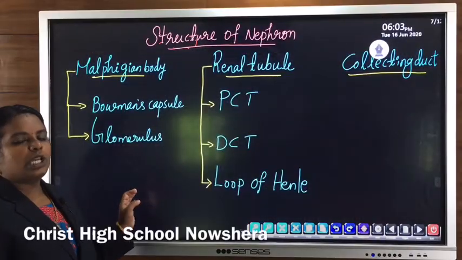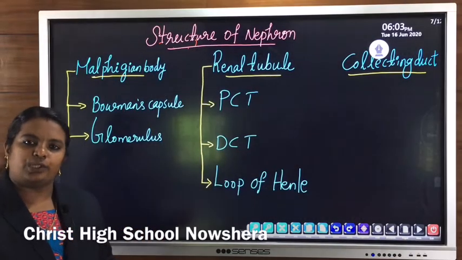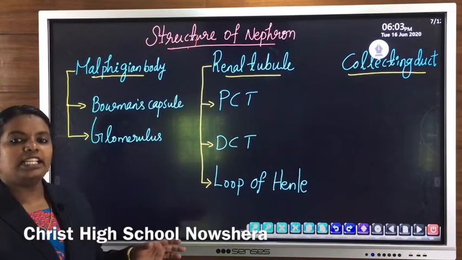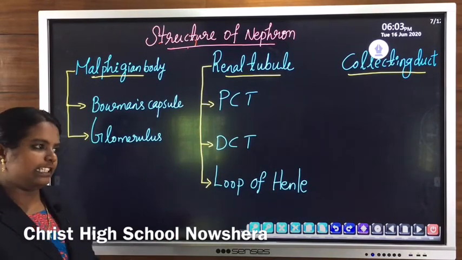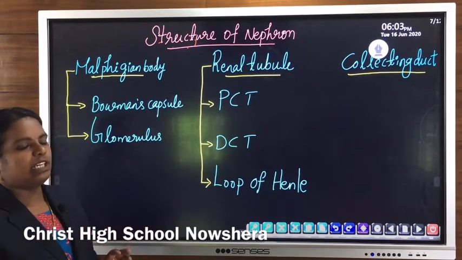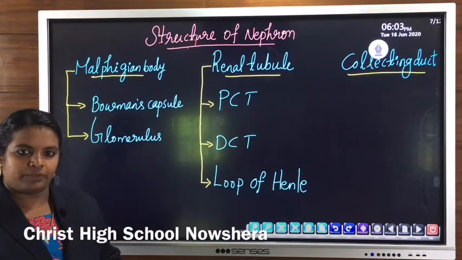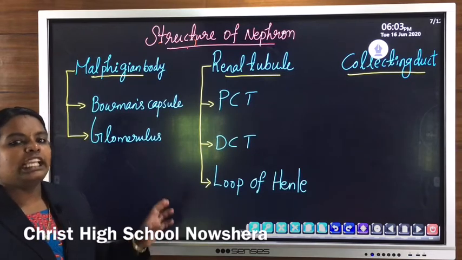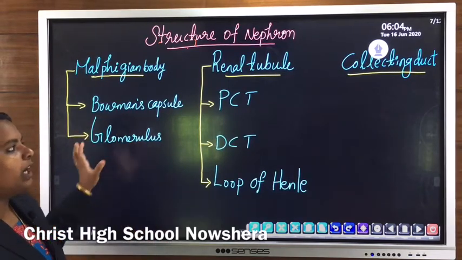Nephrons are the structural as well as functional unit of the kidney. Millions of nephrons are present in the kidney, and these nephrons form the structural as well as the functional unit of the kidney. Each nephron consists of the following parts.